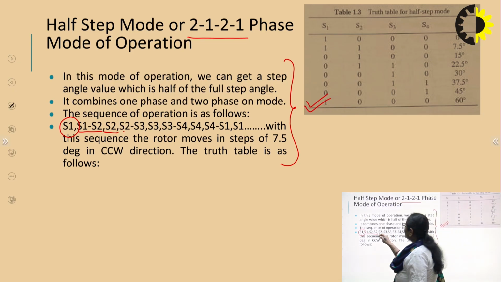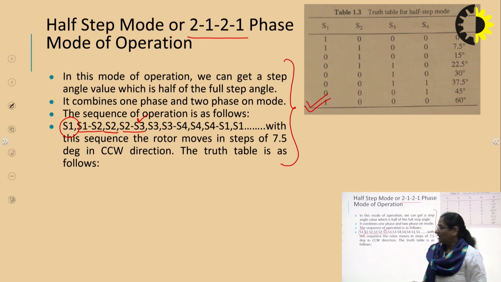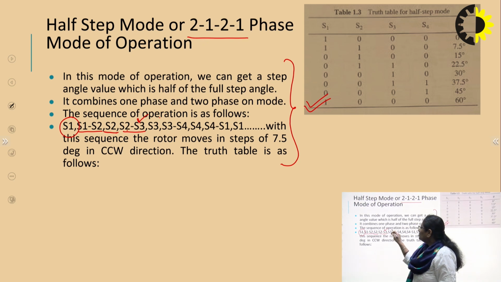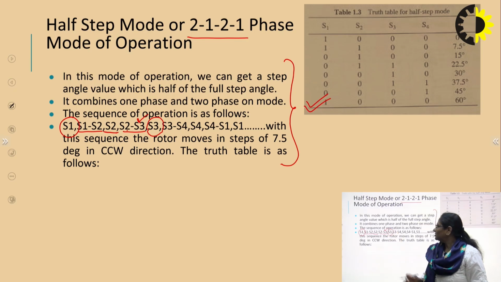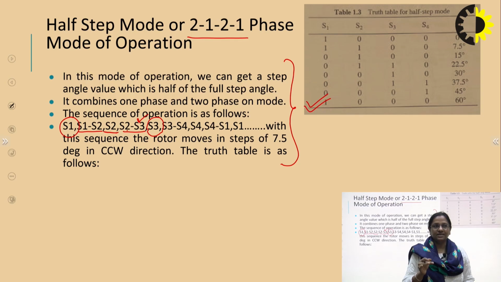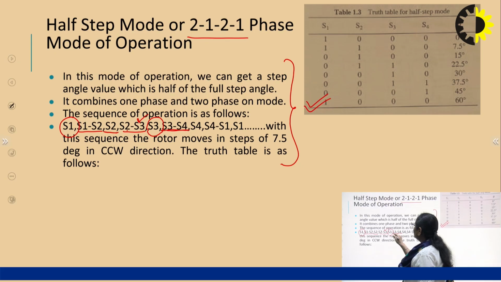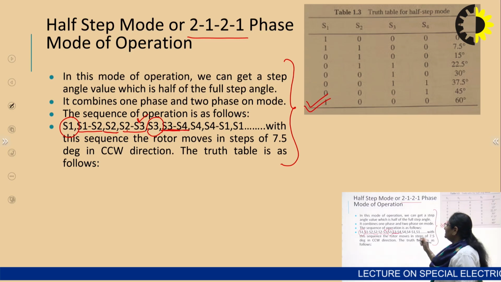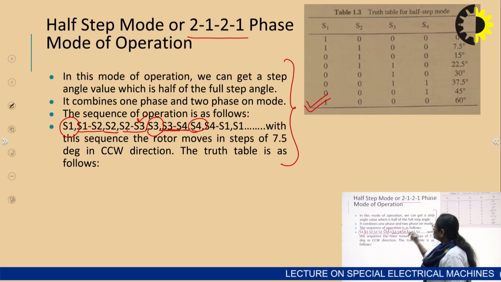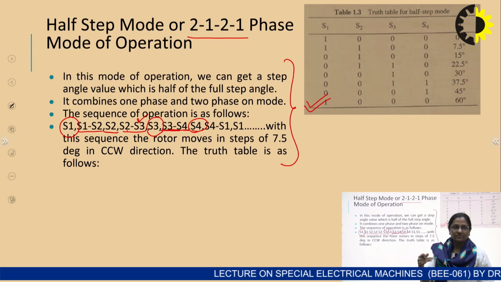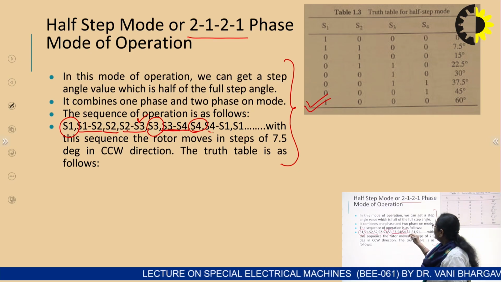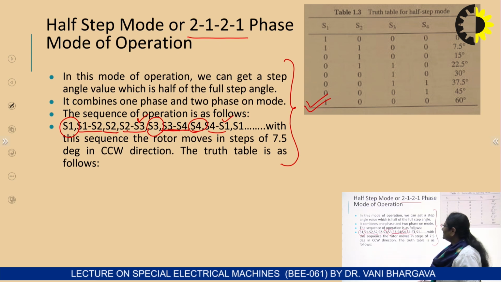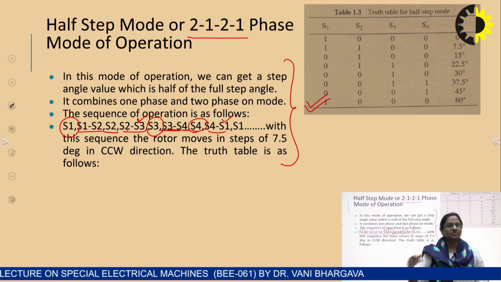After that, along with S2, S3 is turned on, thus energizing phase C. After that, S2 is turned off, only S3 remains on. So only phase C is developing the magnetic field. Further, S3 and S4 are turned on, that is phase C as well as phase D, both are energized. Then only S4 is kept on, so phase D alone is developing the magnetic field. Further, along with phase D, phase A is developing the magnetic field, and so on.